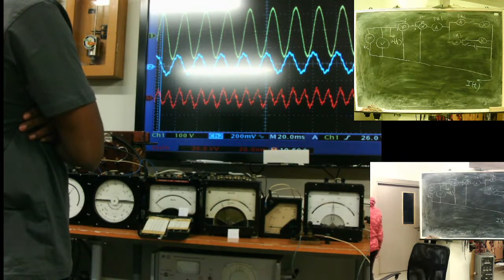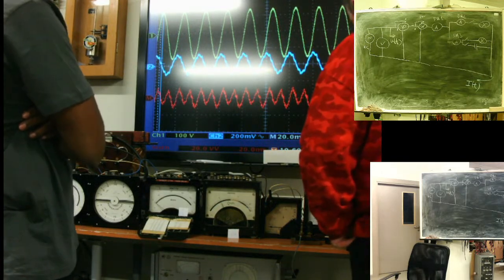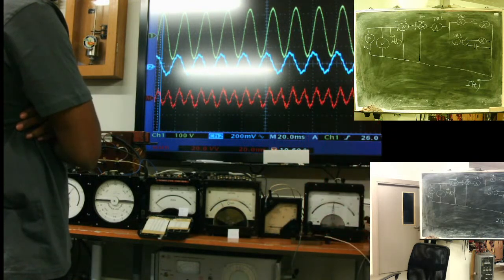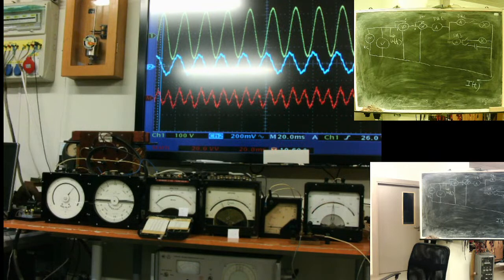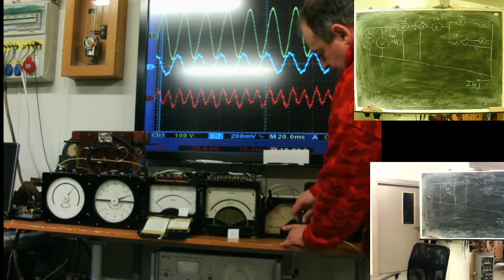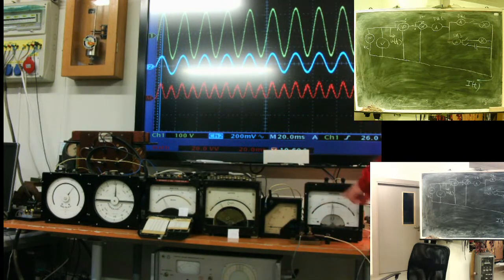Something wrong here. But here's my question. When this is plugged, I got 0.8 amps. When this is on, 0.8. What will it be if I plug both? 0.8 and 0.8. But 1.6? You agree? It's 1.6. What do you think? What will happen?